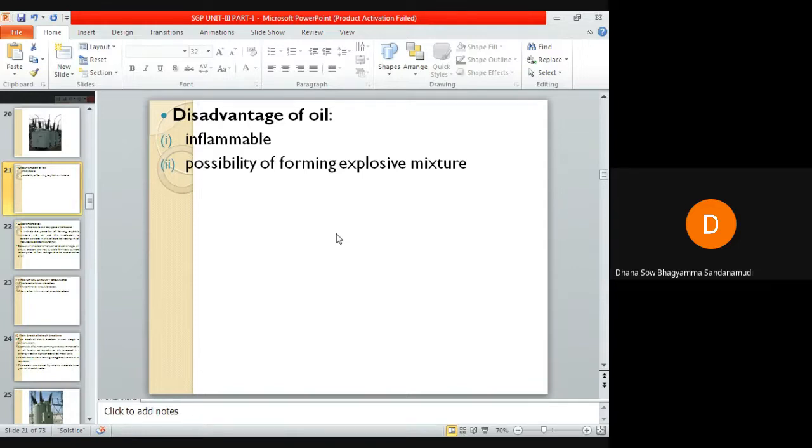Okay, so these are the disadvantages. It means the circuit breakers in which the arc quenching medium is oil, mineral oil, are not suitable for heavy current interruption at low voltages.